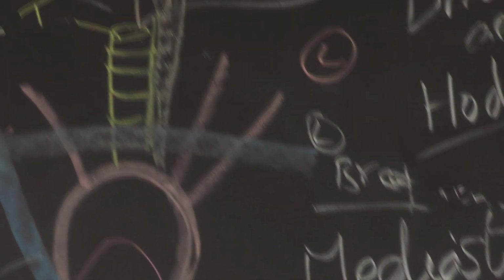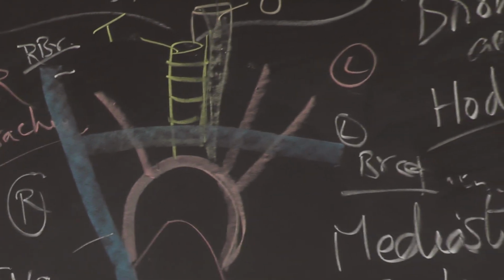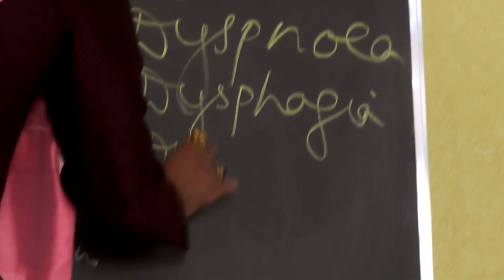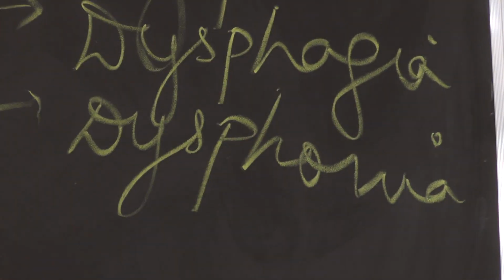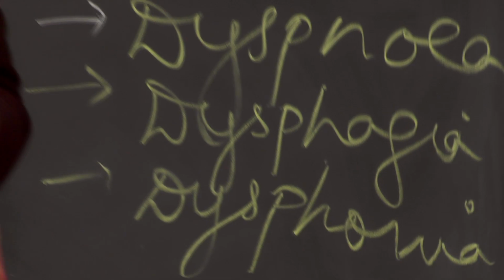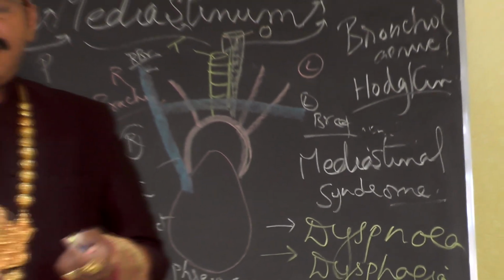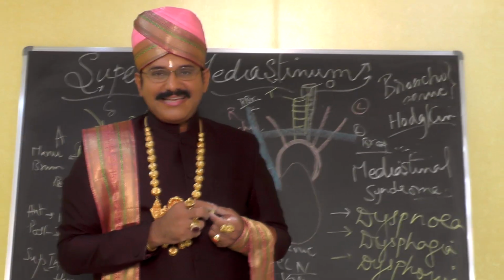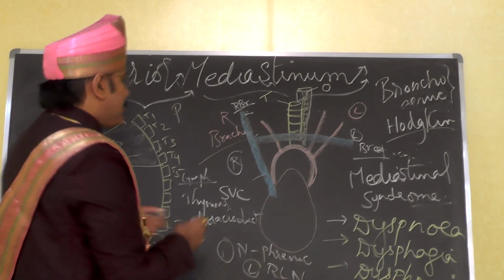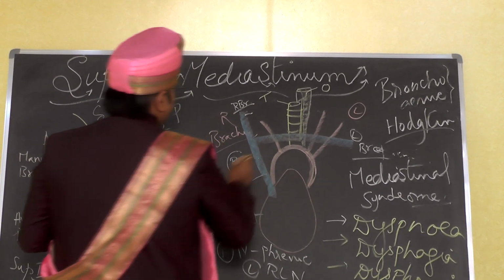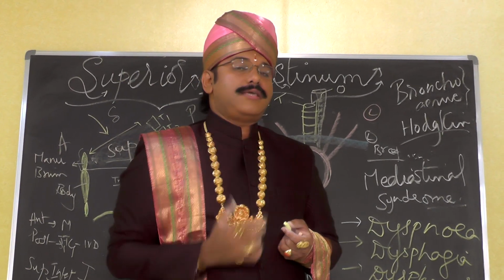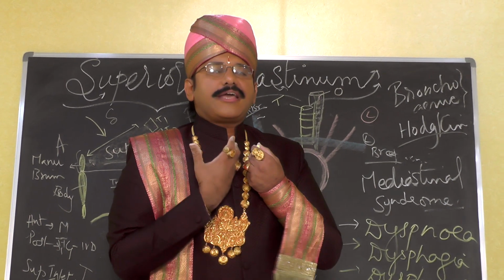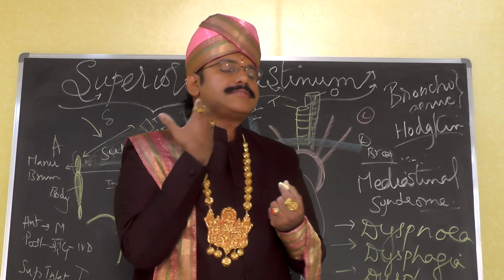When the left recurrent laryngeal nerve, present in the tracheoesophageal groove, is compressed, the patient will have dysphonia. What is dysphonia? The voice has changed, the tone has changed. The patient will tell you, my voice is hoarse, there is a change in my voice, and that is what you call dysphonia. Imagine if the superior vena cava is compressed, then there is dilatation of the veins seen on the face, because the superior vena cava drains blood from the face and the neck.